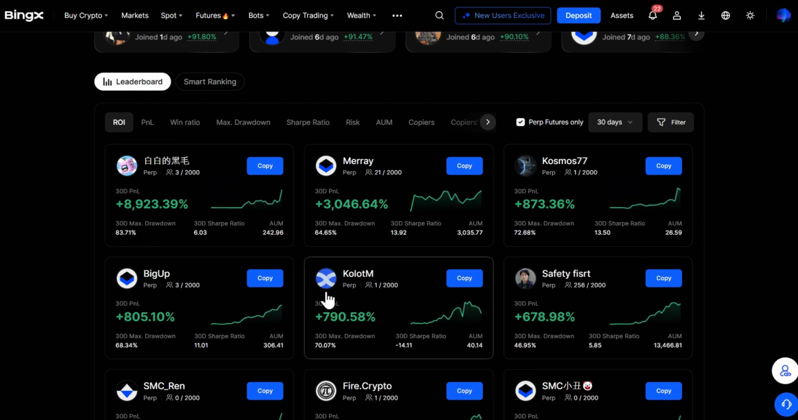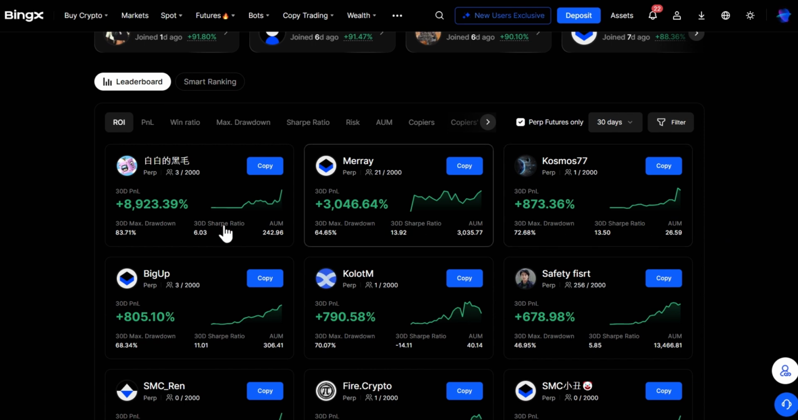Under the leaderboard, you can see each trader's profile with key information: their name, what kind of markets they're trading, how many followers they have, their 30-day P&L, which is profit and loss, their 30-day max drawdown, which shows the biggest loss they've taken, their Sharpe ratio, which measures risk-adjusted returns, and their AUM, which stands for assets under management. Basically, how much money people are trusting them with. Now here's where it gets powerful.